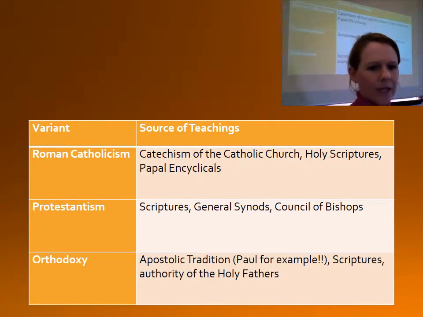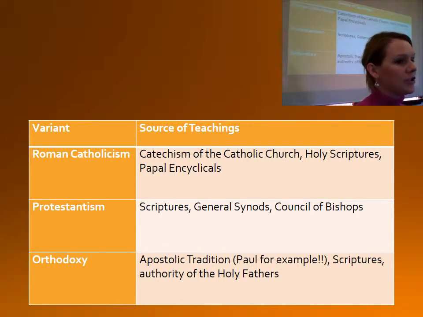For example, if you are referring to the variant Roman Catholicism, then you might mention the source of teachings being the Catechism of the Catholic Church, Holy Scriptures, and of course anything written by the Pope, any Pope. They are called encyclicals, letters to the people. Okay, so papal encyclicals, the Catechism, the Holy Scriptures, you might name drop those somewhere along the way.